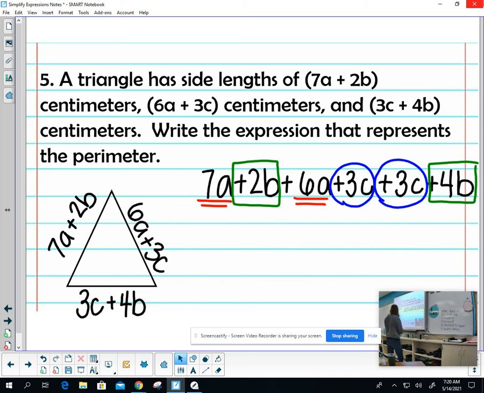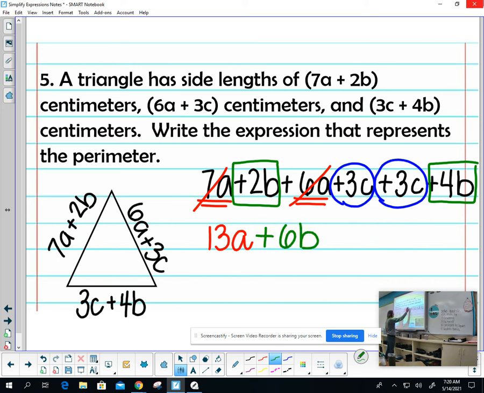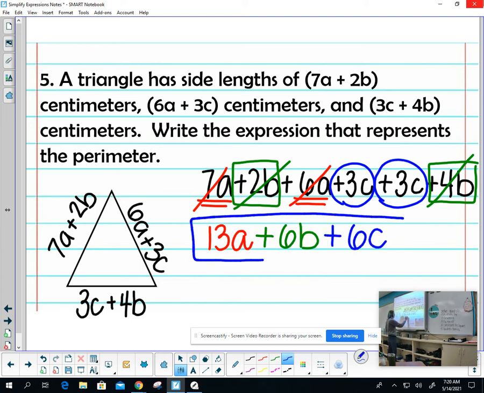So now I simply do a little bit of addition. 7 plus 6 is 13. So I have 13 A's, and I like to cancel them, so I know I've used them up. Positive 2B plus positive 4B is a positive 6B, so I've used up my B's. Then I go to my C's. A positive 3C plus a positive 3C is a positive 6C. And that is your simplified expression.